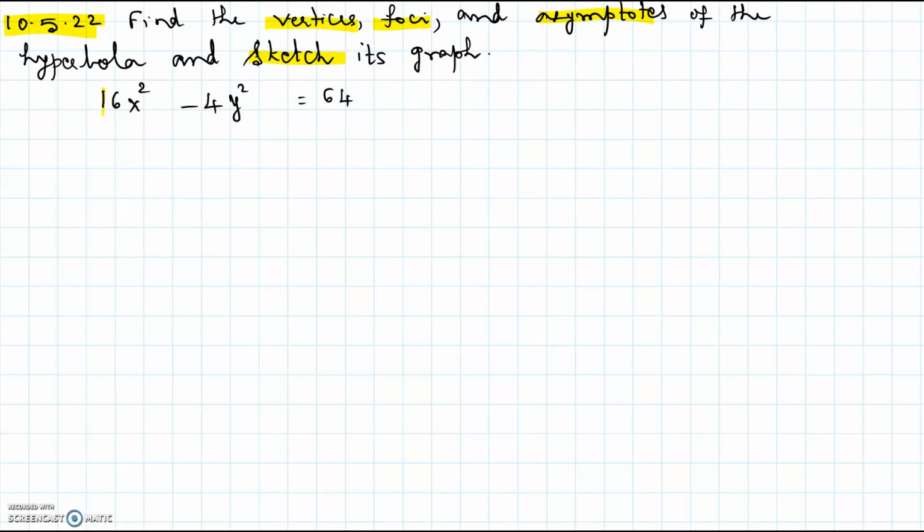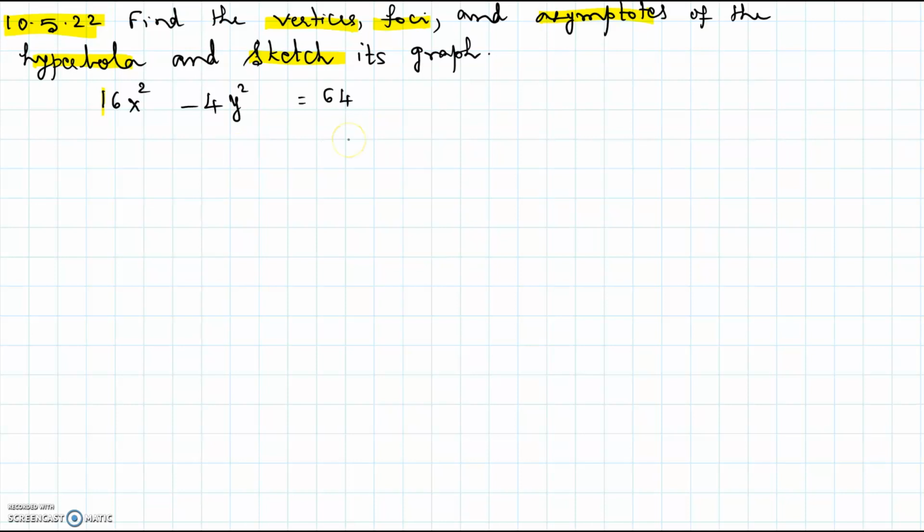Hi, in this video, I will be showing you problem number 22 of chapter 10, section 5. Find the vertices, foci and asymptotes of the hyperbola and sketch its graph. 16x squared minus 4y squared equals 64.